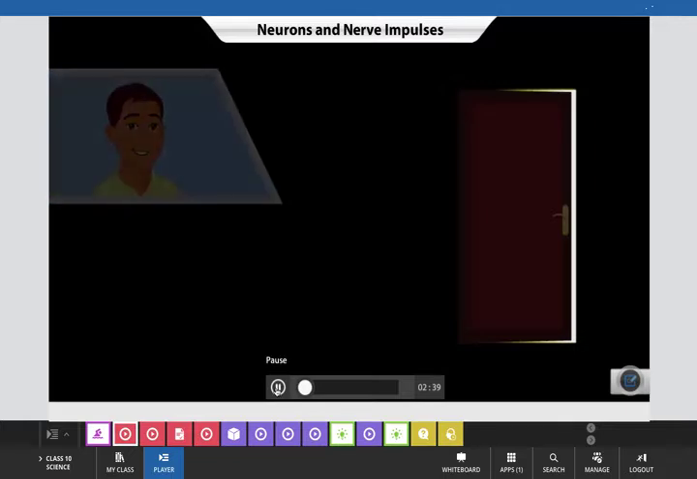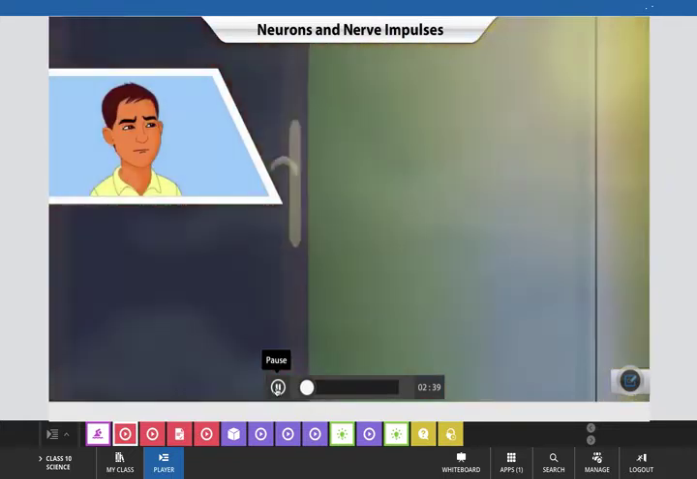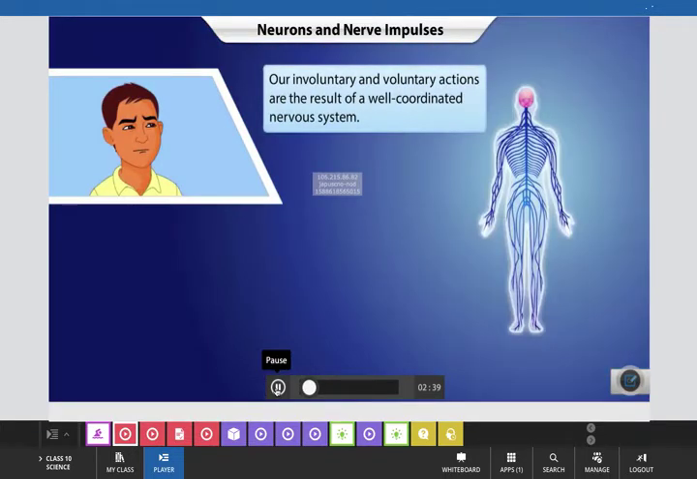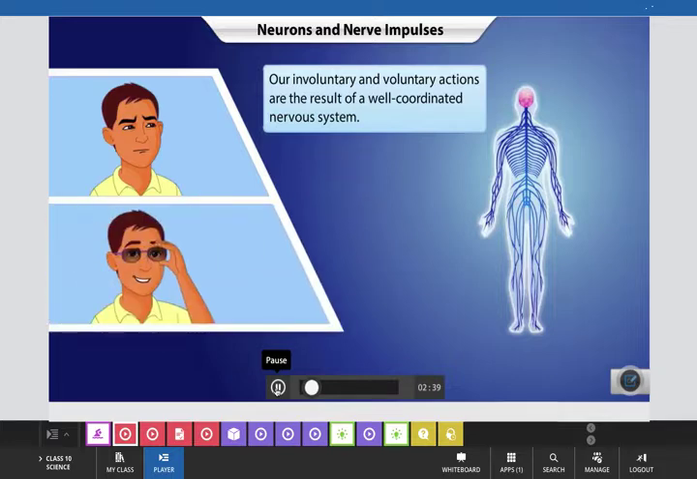What happens when you step out from a dark room into bright sunshine? Our involuntary actions, such as the blink reflex to bright light, as well as our voluntary actions, such as choosing to put on sunglasses, are the result of a complex and well-coordinated nervous system.